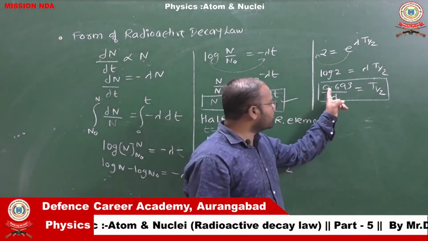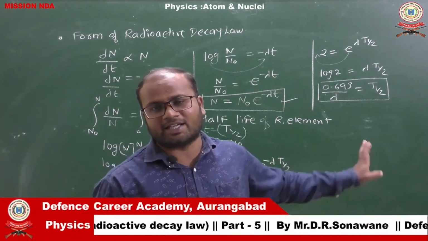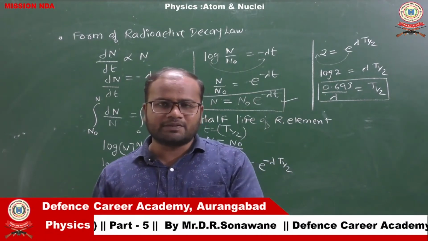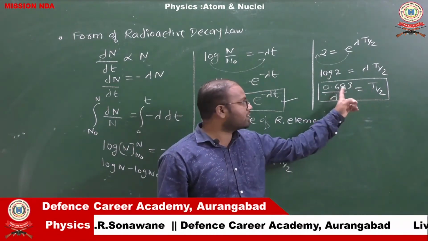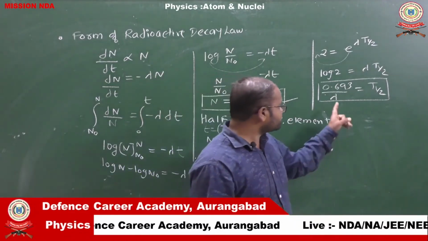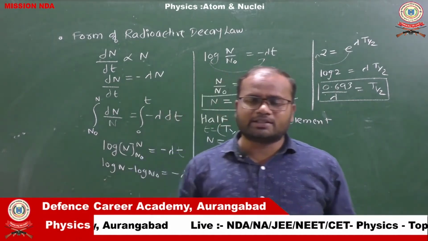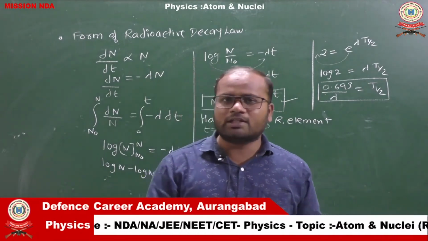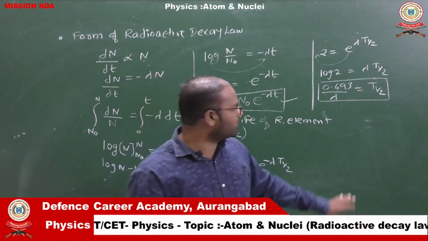It means what does 0.693 mean? 69.3% of the nuclei are disintegrated at that time. Mathematically, half is 50 percent, but for the half-life of a radioactive element, 69.3% of nuclei are already disintegrated. So if lambda is constant, we can say that the half-life of the radioactive element is the time when 69.3% of the original nuclei are disintegrated.